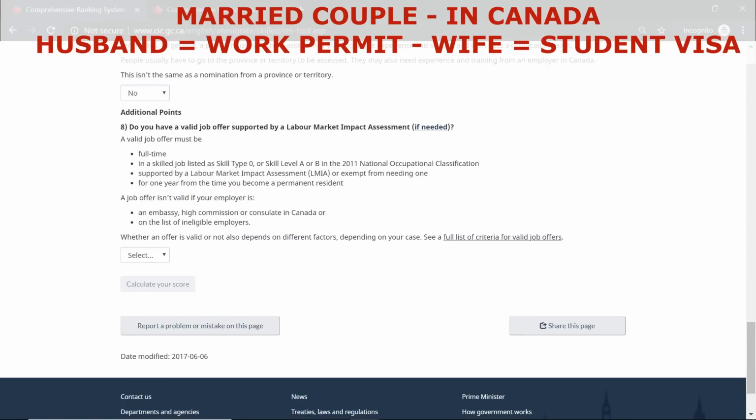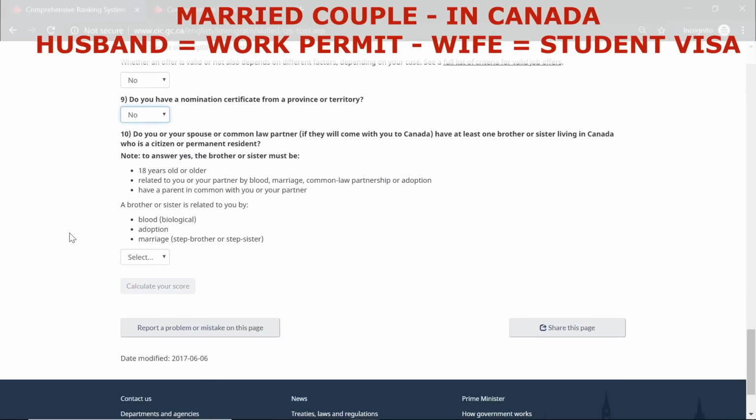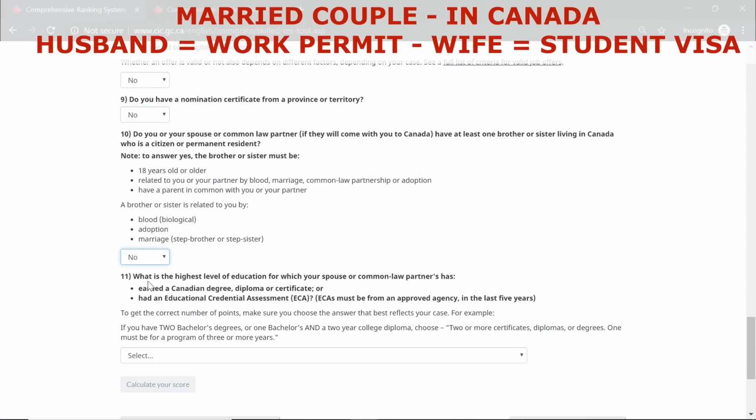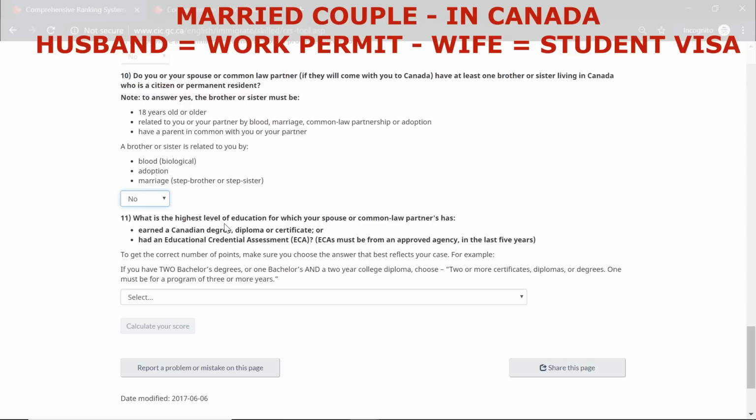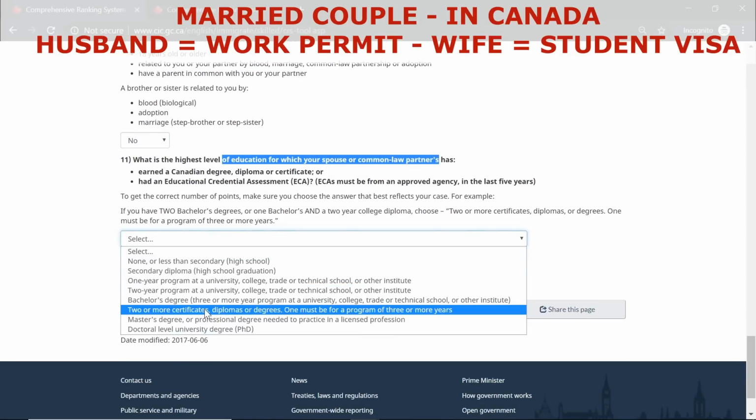And LMIA, we're going to say no. PNP, we're going to say no. And we don't have a brother or a sister or anybody. So now, what is the highest level of education your spouse or common law partner has? So we're going to say that they have 2 or more certificates. And this is from the perspective of somebody who has gone to school in their country.